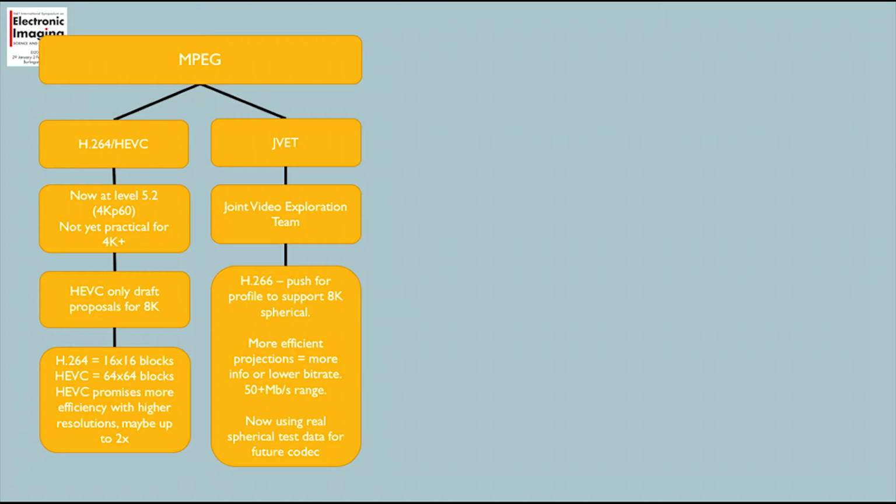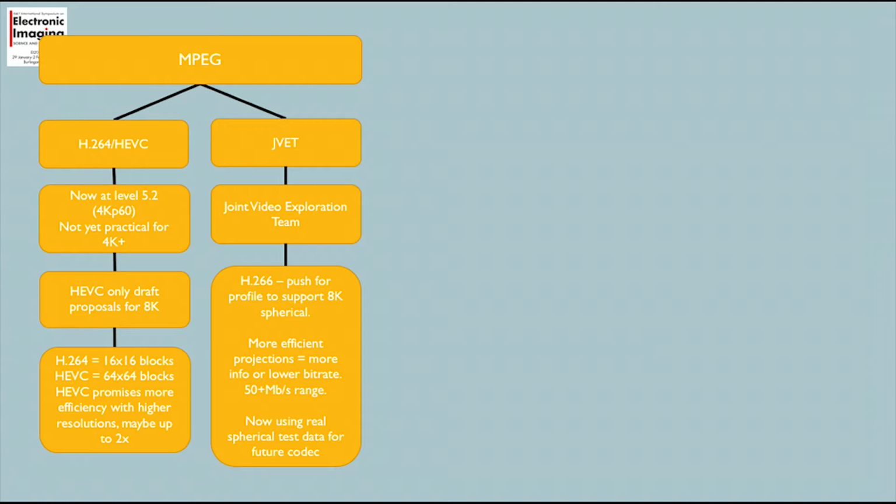At the minute, we're struggling a bit with H.264. It peaks at 4K. Doesn't go beyond that. Level 5.2 should take us to 4K P60. HEVC is only a draft proposal for 8K, and they got their fingers burnt a bit on HEVC because they made it too expensive. But HEVC promises really good performance once you get above 8K because of its structure, 64 by 64 microblocks. It's much higher performing, and some people say it may be even a 2x performance gain on that.